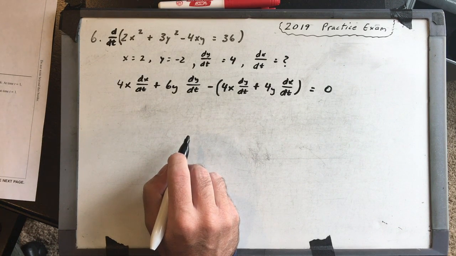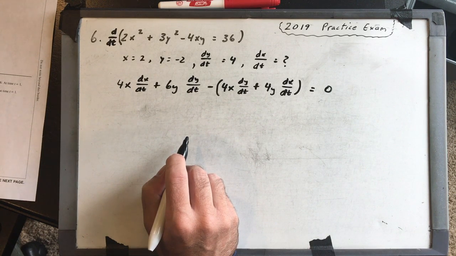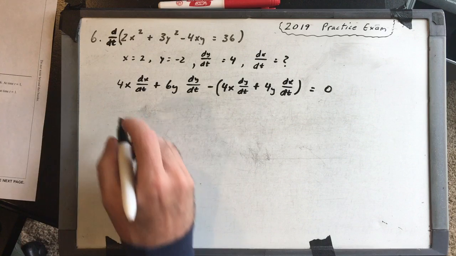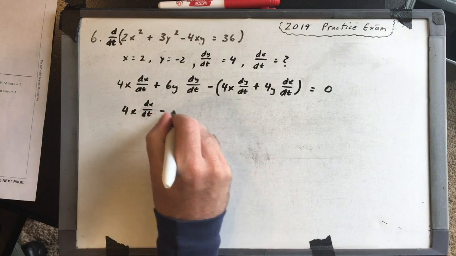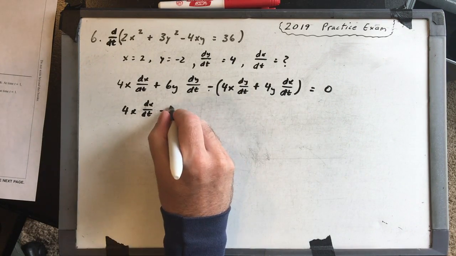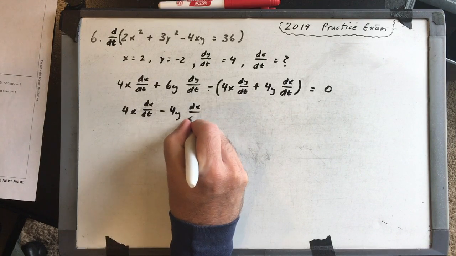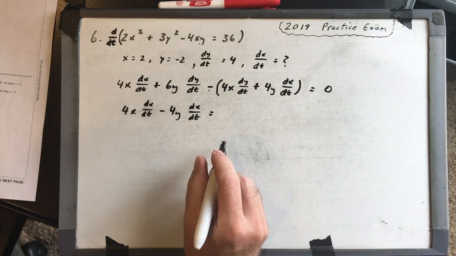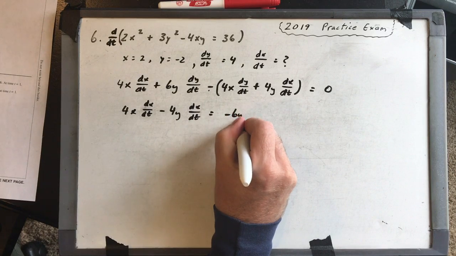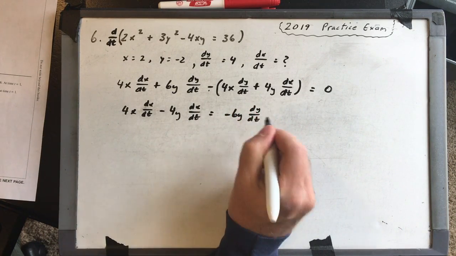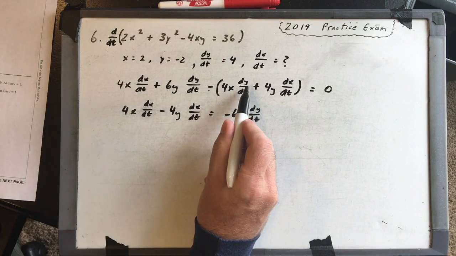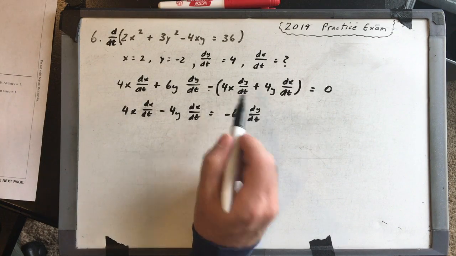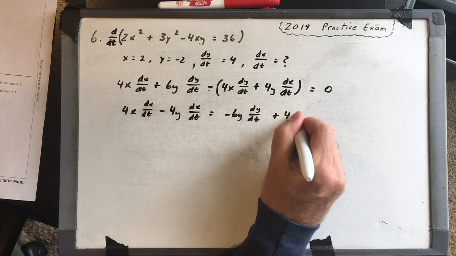Let's get all of the dx dt's on the left. Okay, so we would have 4x dx dt minus, so this is a minus, so minus 4y dx dt is equal to minus 6y dy dt, because I took that positive and moved it over to the right, and then minus 4x dy dt, I'm going to have to make that a positive if I move it to the right.